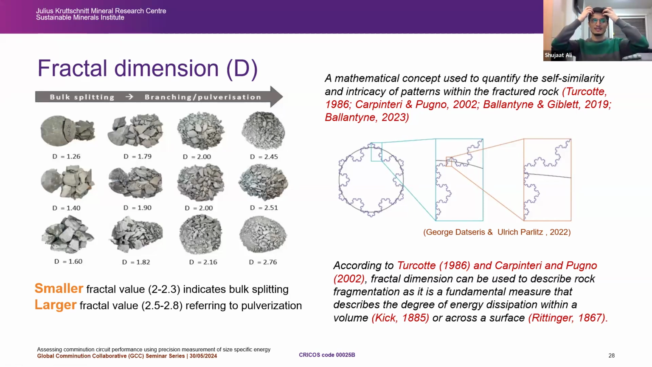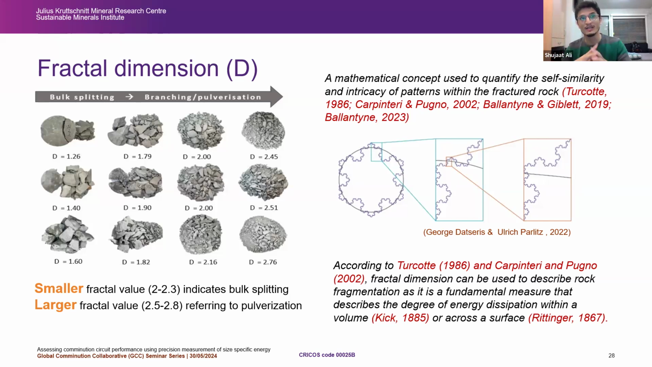So the fractal dimension, visually, when somebody says a smaller fractal dimension, what does that mean? They say it indicates bulk splitting. So this is bulk splitting, by the way, what you see in the picture. Bulk splitting I would say is more like a Brazilian test style product. You really see your product within a narrow size distribution, right? So that's very controlled progeny.